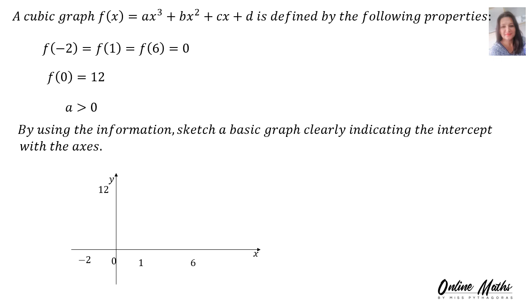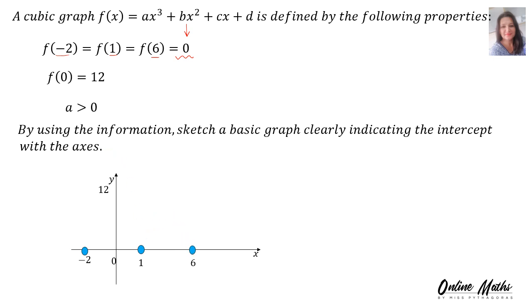Now, let's see. First of all, you have to interpret what the information is. Now, if you look at this, everything is equal to 0. So that means x-intercept make y 0. So f of -2, 1, and 6, they are in fact your x-intercepts. They're at -2, at 1, and at 6. Why? Since the y is equal to 0.